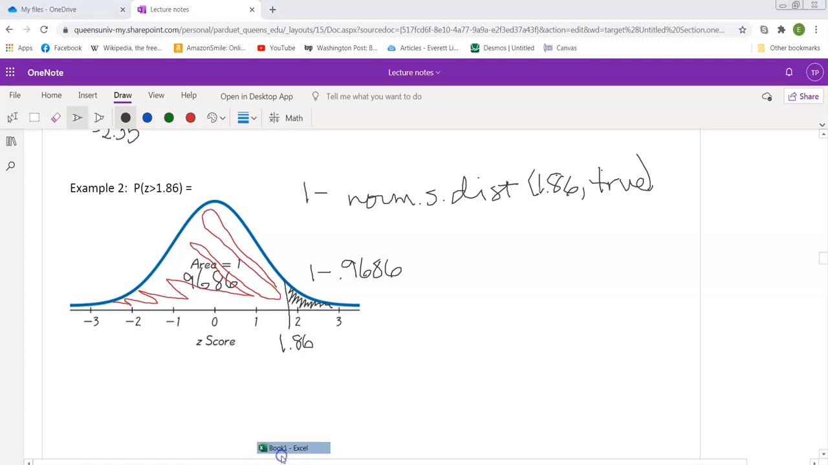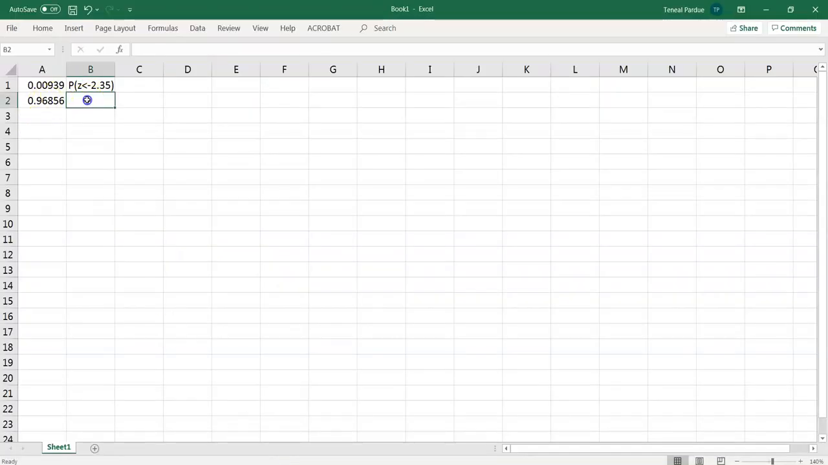So I would recommend that instead of doing this in 2 separate tables, in 2 separate cells, that you just put your 1 minus here in the front. So if you do 1 minus norm S dist 1.86 true, that will give you the area to the right. Okay. Now, this is probably spoon feeding on my part.